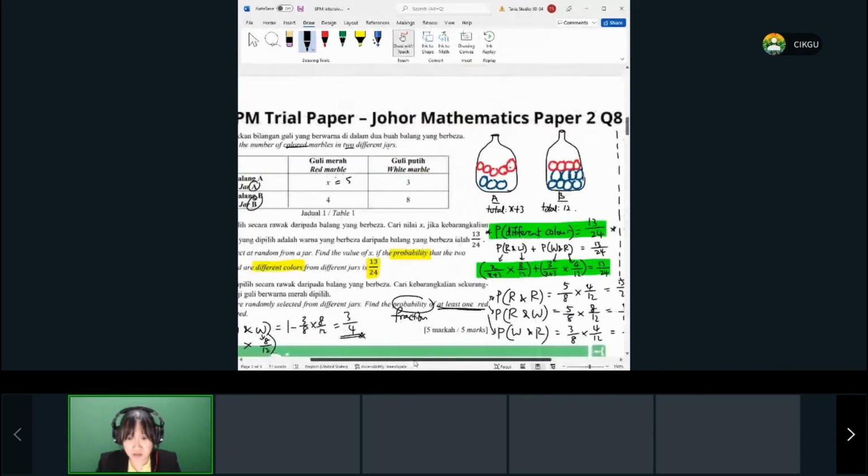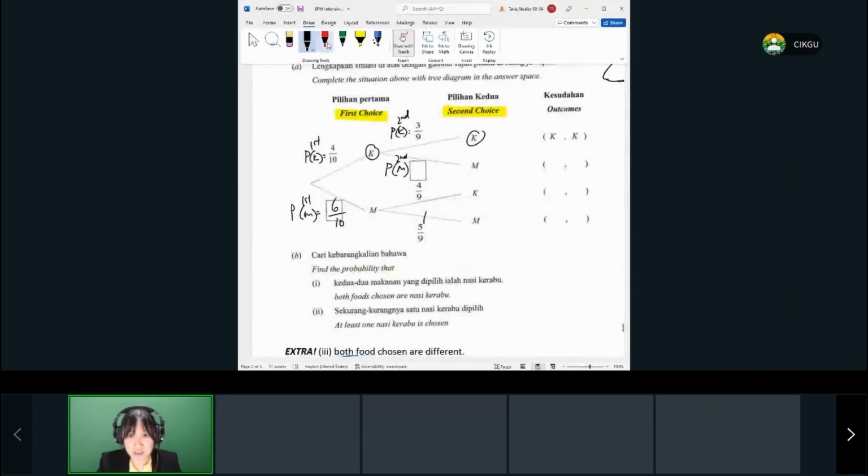Don't overthink. That's the most important part. 6/9. Okay, so next. This one they already give us, so we don't need to do anything. Okay, done. So normally after each of the branches, we will write down what the outcome is.